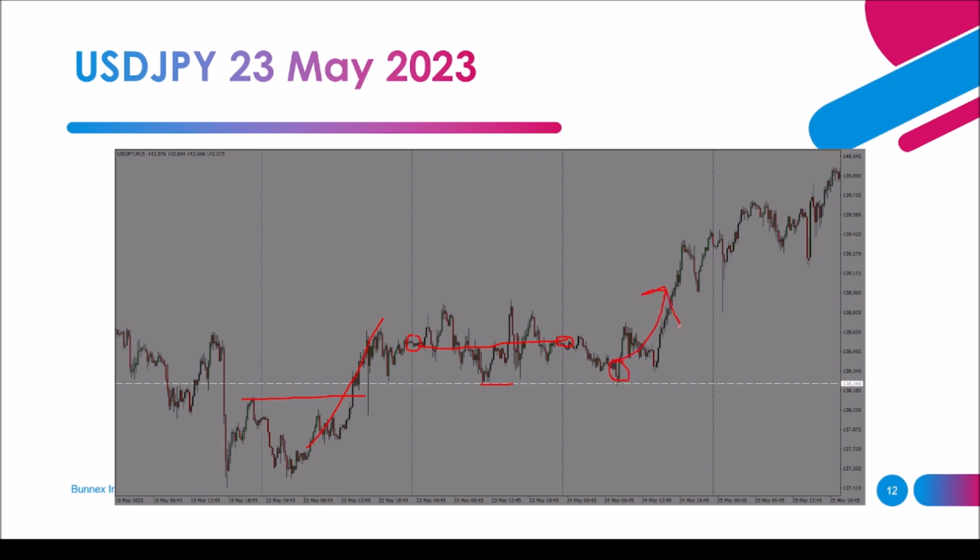So to summarize everything that we've said, the first thing is to identify a rally, then identify consolidation, and then identify retest of yesterday's low, the liquidity grab activity.